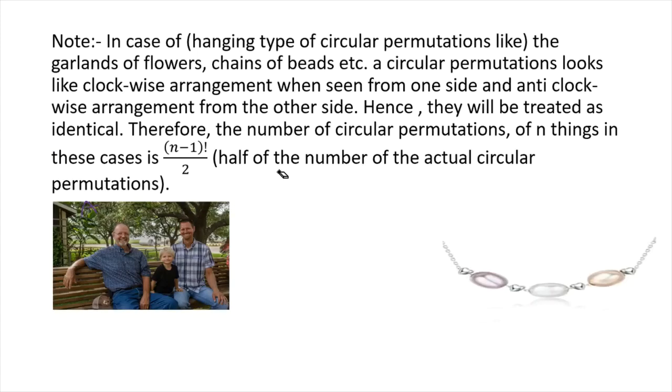So in this we have a special case called the hanging models. In case of hanging models, the number of permutations is going to be (n minus 1) factorial upon 2, because we are considering both clockwise and anti-clockwise permutations as a single permutation.